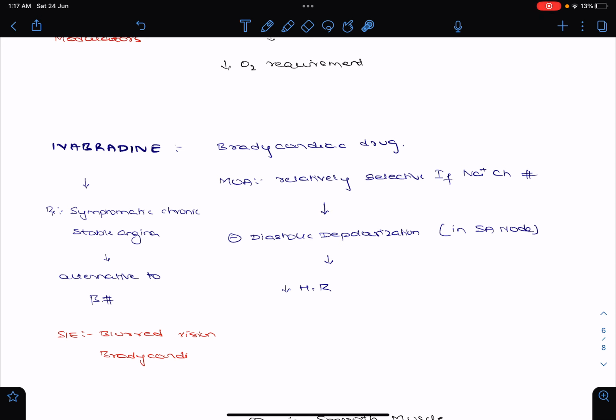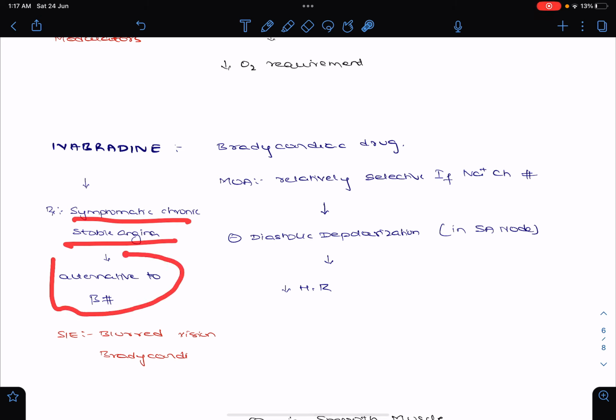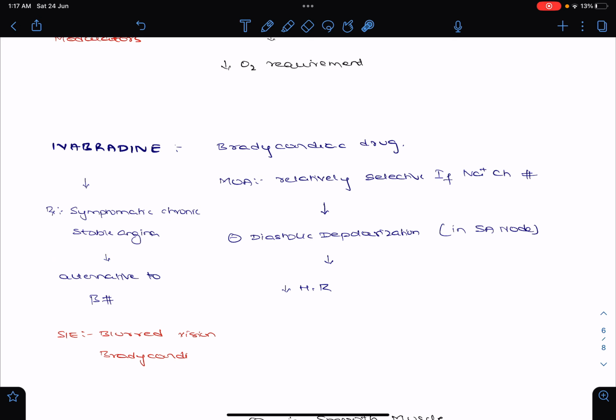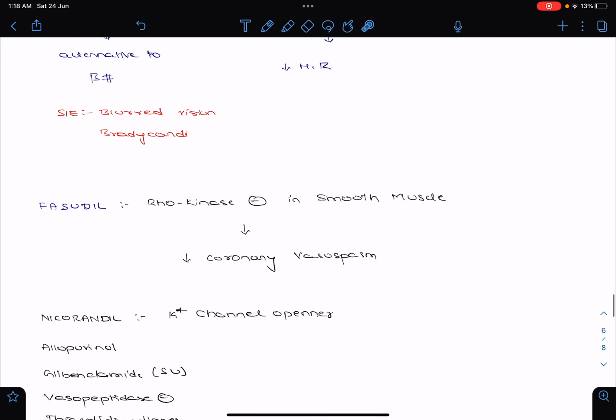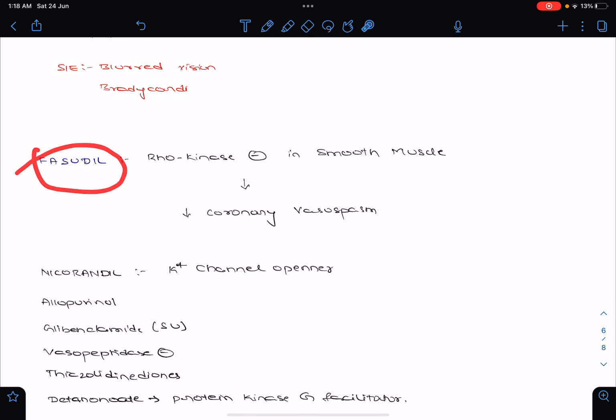So where is this ivabradine used? Ivabradine is used for symptomatic chronic stable angina. It can be used as an alternative drug for beta blockers. So what are the side effects you can encounter? Since it is a bradycardiac drug, it can cause bradycardia, and V stands for visual disturbances. It can cause visual disturbances. And I stands for funny channel blockers.